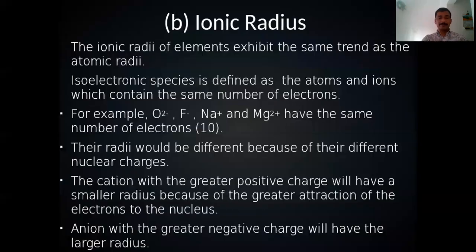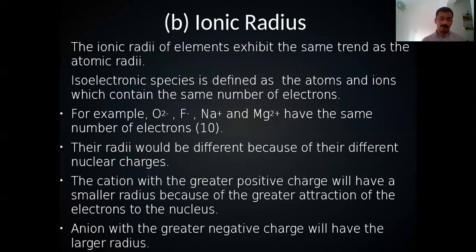Now, ionic radii. Ionic radius. You know during chemical reactions, atoms sometimes may lose electrons to become a positive ion, cation, or sometimes may gain electrons to become a negative ion, anion. So formation of cation and formation of anion are always possible. In such cases, we cannot call it atomic radius. We have to call it ionic radius. That means the distance between the nucleus and the outermost electron of an ion. That is ionic radius. And when we discuss the ionic radius, we have to consider isoelectronic species.